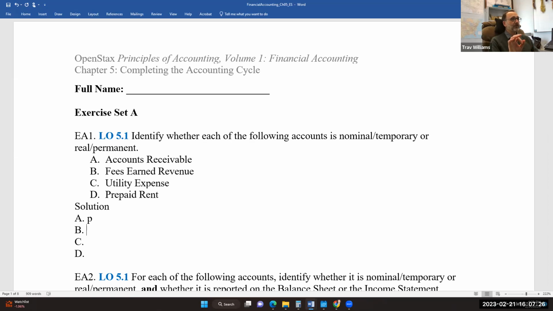Fees earned revenue. Revenue accounts are not part of the balance sheet. They're on the income statement, right? And they do get closed out. So they are temporary. I will indicate that with a T for temporary. Utility expense. Expense accounts are also temporary and show up on the income statement. Prepaid rent is an asset, so like accounts receivable, that is also permanent. Those are the answers for exercise 1.